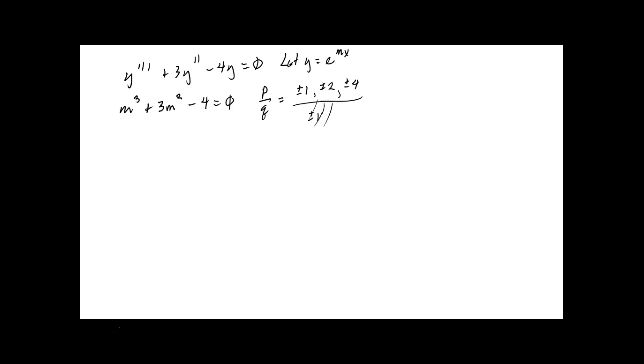Okay? Now, the easiest one to deal with is 1. If you plug in plus 1 here, just plug it in. You get 1 plus 3 minus 4, and sure enough, that's equal to 0. We found one. M is equal to 1. That gives you 1 root, but you remember you got 3. This is the third order. Okay? But how do you find the next one?